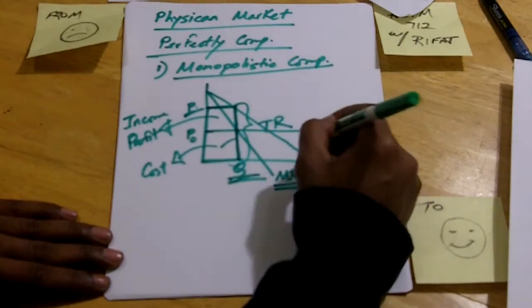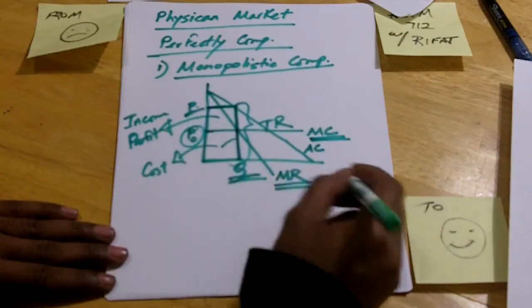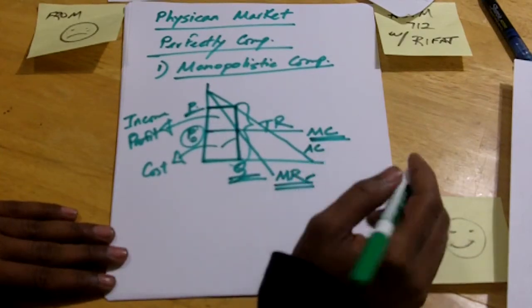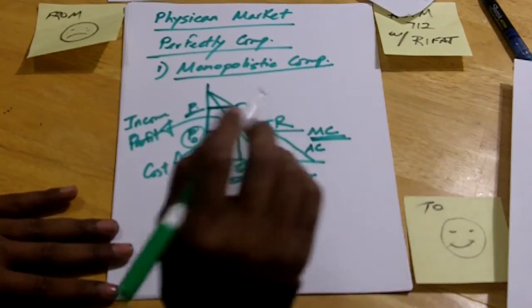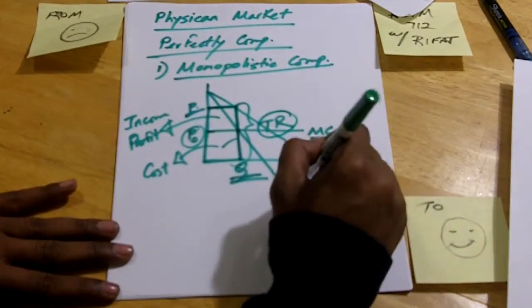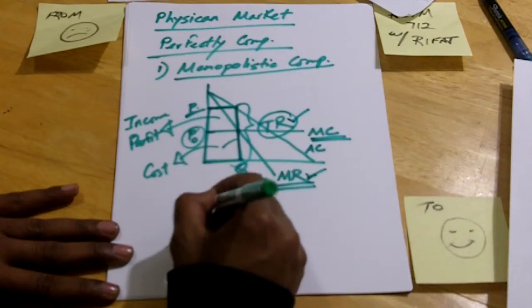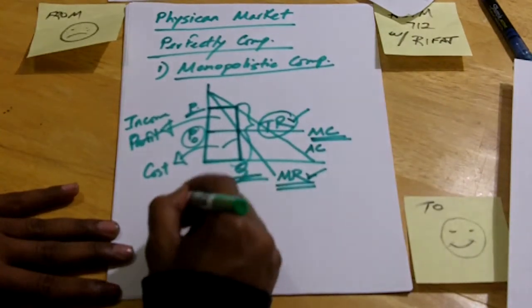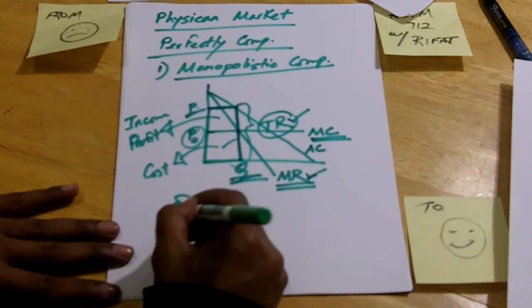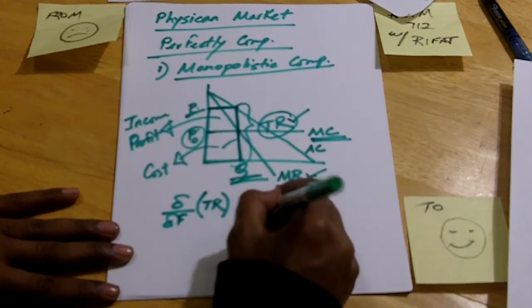Then we have to find the marginal cost. We have the marginal cost, it can be given. What is the marginal revenue? Any marginal thing can be derived from its total thing. Here it is marginal revenue, so we have to find it from total revenue. From total revenue, if we differentiate this one, we can find the marginal revenue.